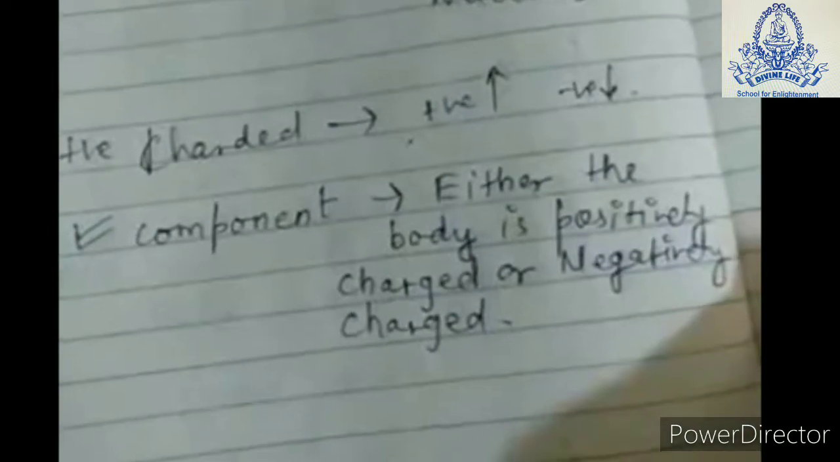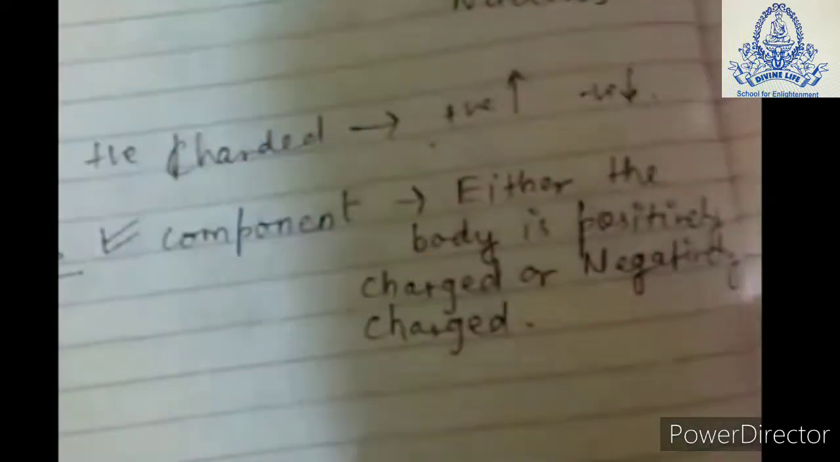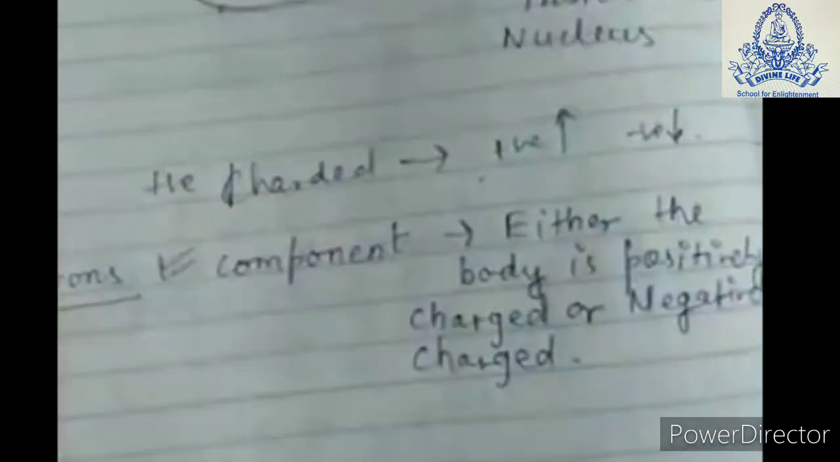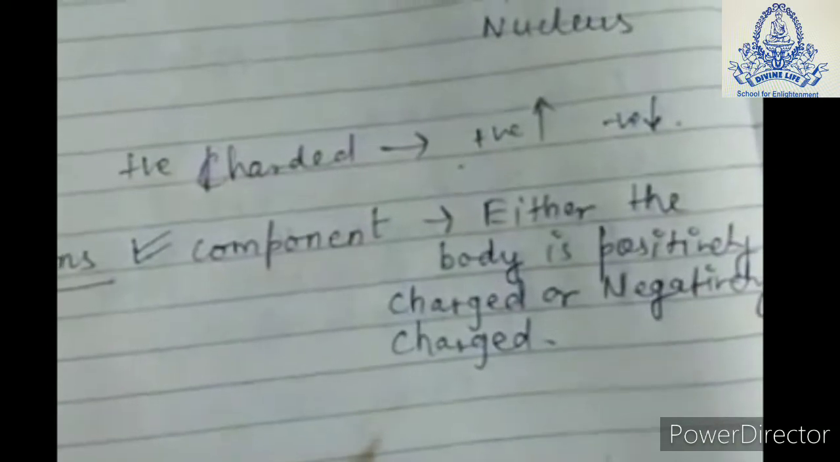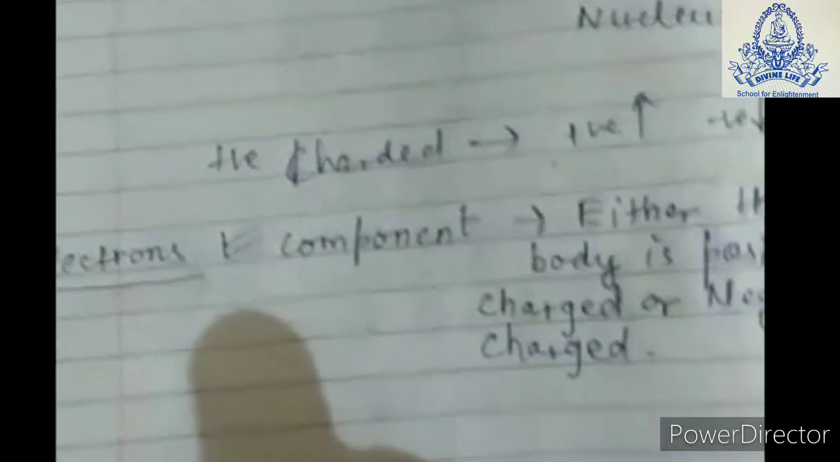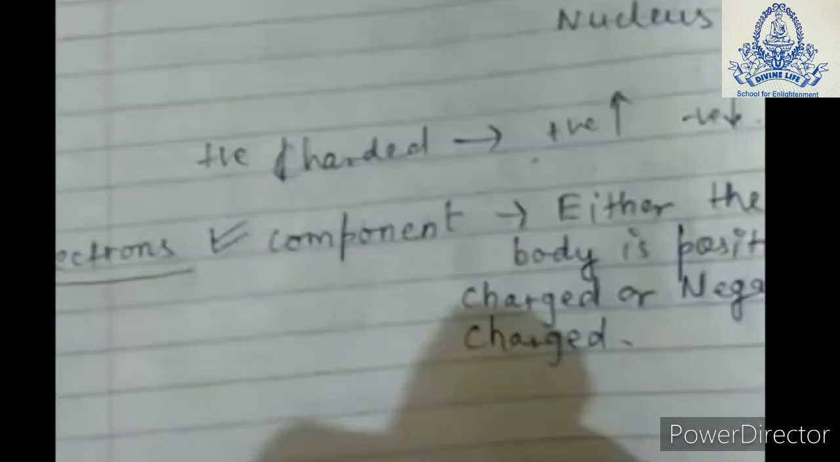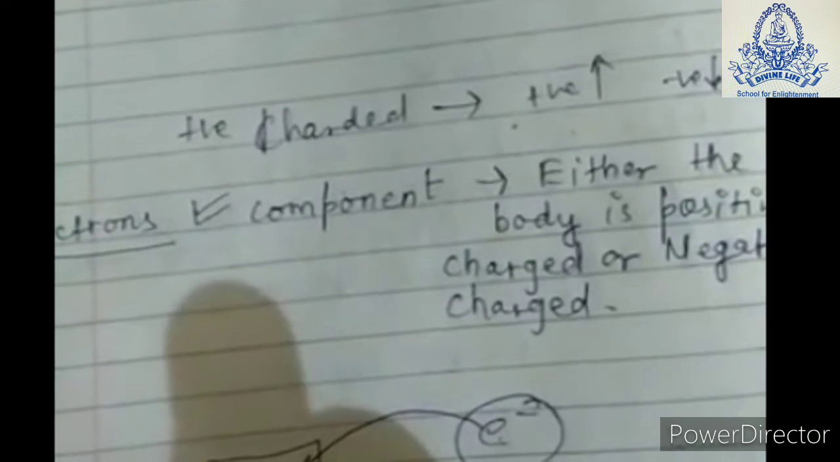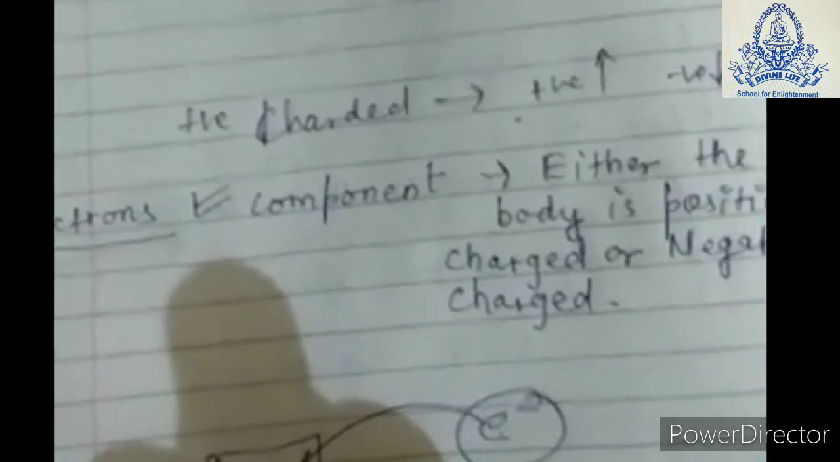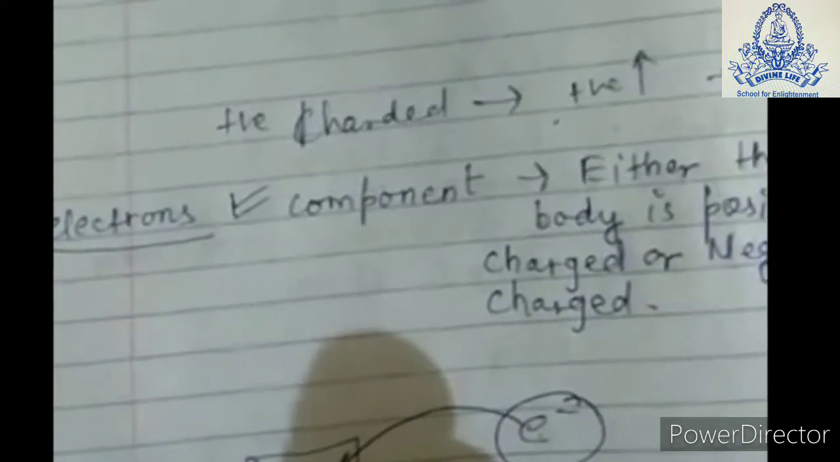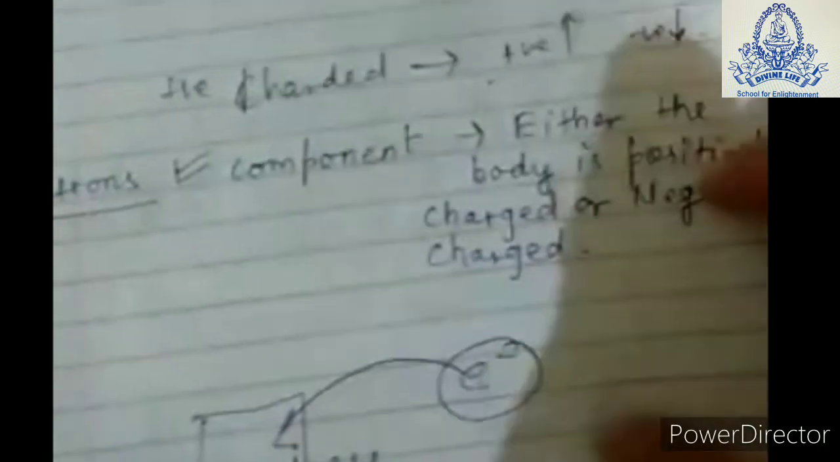If an electron enters the body, that means if negative charge is entering the body, the body becomes negatively charged. For example, this is a body. Now we are saying that if an electron enters the body, that means negative charge is entering the body, so the body will become negatively charged, right?